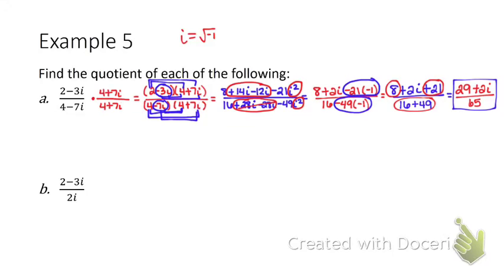Okay, yeah. The difference between A and B is that in the denominator on B, there's only one term. So we're not going to have to use a conjugate. We just got to get rid of the i. So remember, i is the square root of -1.